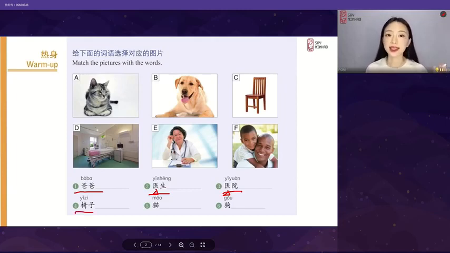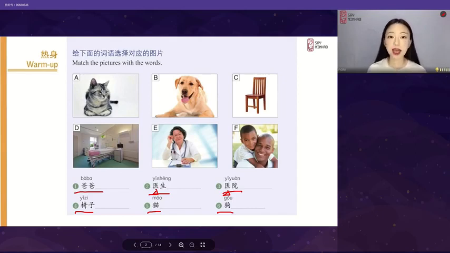Next one. 椅子, this means chair. Next, 猫, it means cat. And last one, guess what does it mean? 狗, it means dog. So now let's try to fill in the blanks, okay? I will give you 10 seconds. Okay, time's up. Now let's see the right answers.